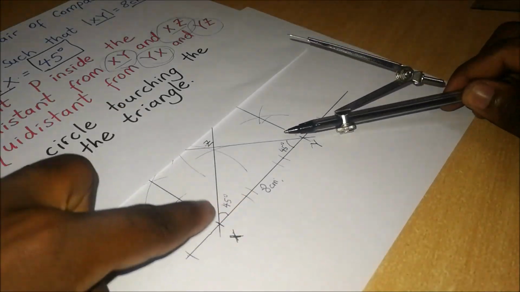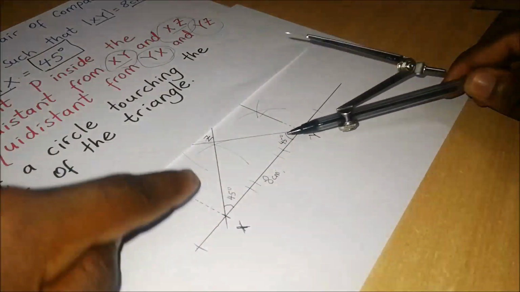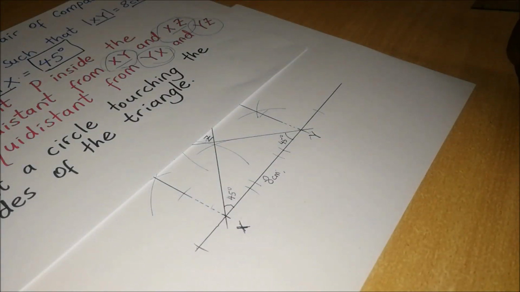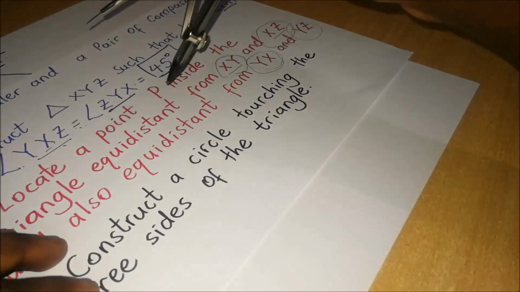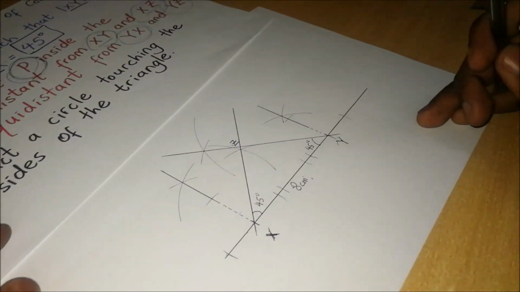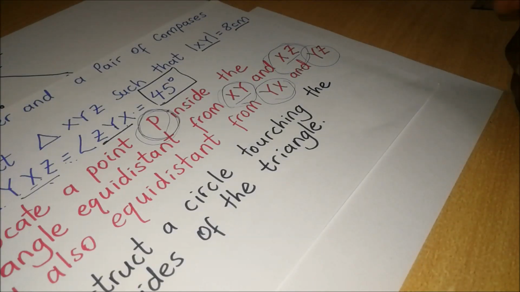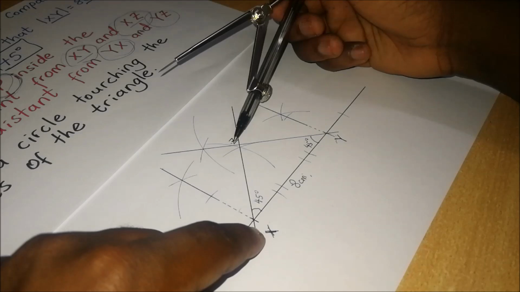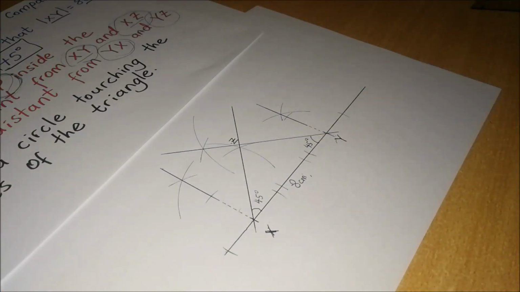And now when we bisect this angle and we bisect that angle and we draw the locus of points, where those two loci of points that are equidistant from those sides meet is the location, the point P they are talking about. So let's get to it. First of all, we are going to draw a locus of points that is equidistant from XY and XZ. So XY and XZ, we are going to bisect this.